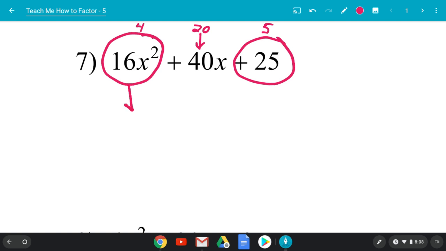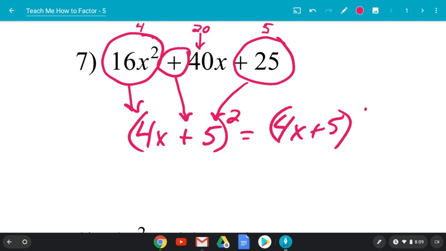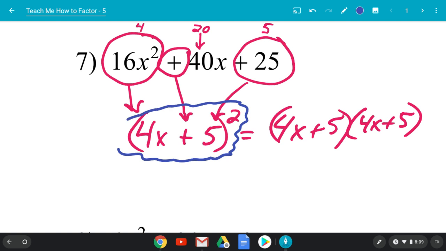So the square root of 16, we already said, is 4x, and the square root of 25 is 5. Now, is it plus or is it minus? The second sign goes right there. And then put a parenthesis around it and squared. That's the same thing as 4x plus 5 times 4x plus 5. Those mean the same thing. But in all reality, we like this one a little bit better. Very good with a perfect square trinomial.